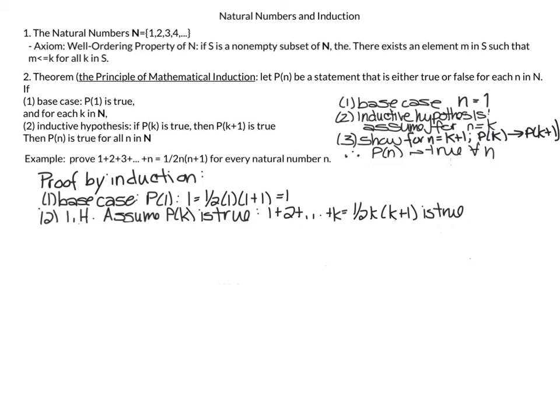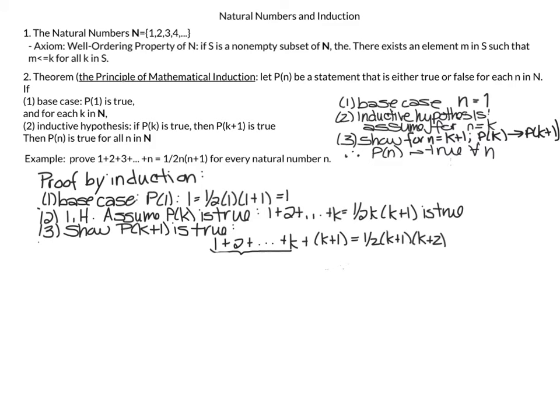In other words, 1 plus 2 plus up to k for n equals k is equal to 1/2 k times k plus 1. So we're going to assume this is true. And I know this looks really sketchy because this is exactly what we're trying to prove, except that instead of n, we just substituted a k. But we'll get back to an explanation about that later. But for now, we're just going to go through the mechanics.